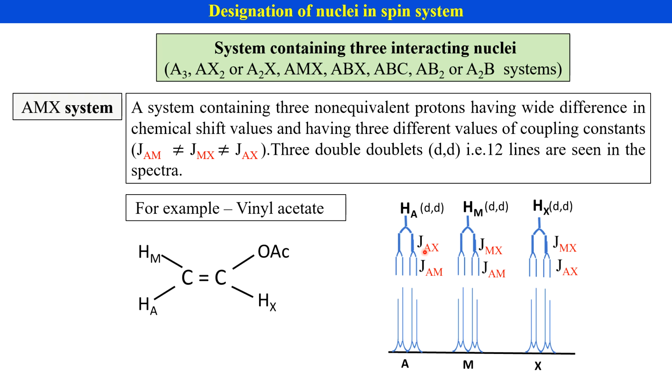That is, first A couples with X, we get a doublet. Then again it couples with M. Therefore, each line of the doublet is again split into two lines, and such a double doublet is seen in the spectra. Similarly, for proton X and proton M also, we get a double doublet in the spectra. And thus, in case of the AMX system, the spectrum looks like first order, but it is a non-first order spectrum. A total of 12 lines are seen in the spectra, and the coupling constants J of AM, J of AX and J of MX are totally different.